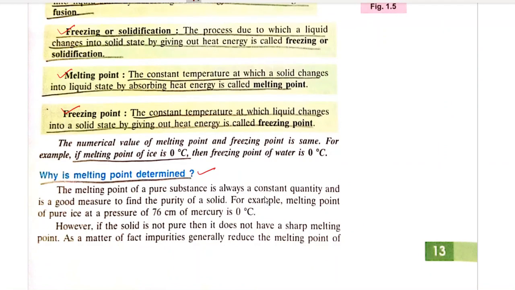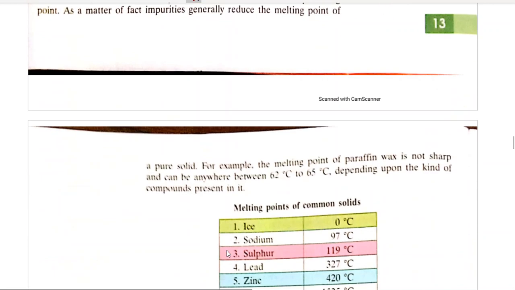The melting point of a pure substance is always a constant quantity and is a good measure to find the purity of a solid. For example, melting point of pure ice at a pressure of 76 centimeter of mercury is 0 degrees Celsius. However, if a solid is not pure, then it does not have a sharp or fixed melting point. As a matter of fact, impurities generally reduce the melting point.